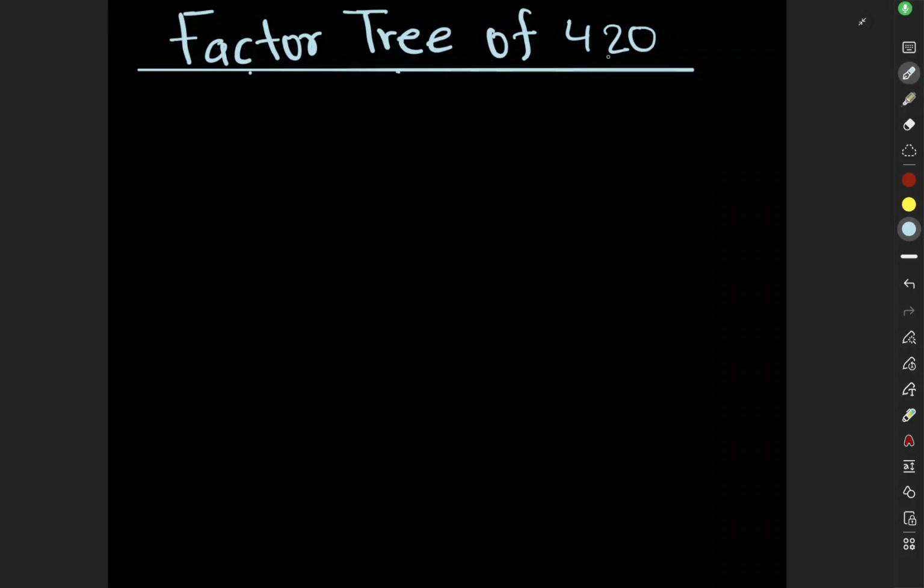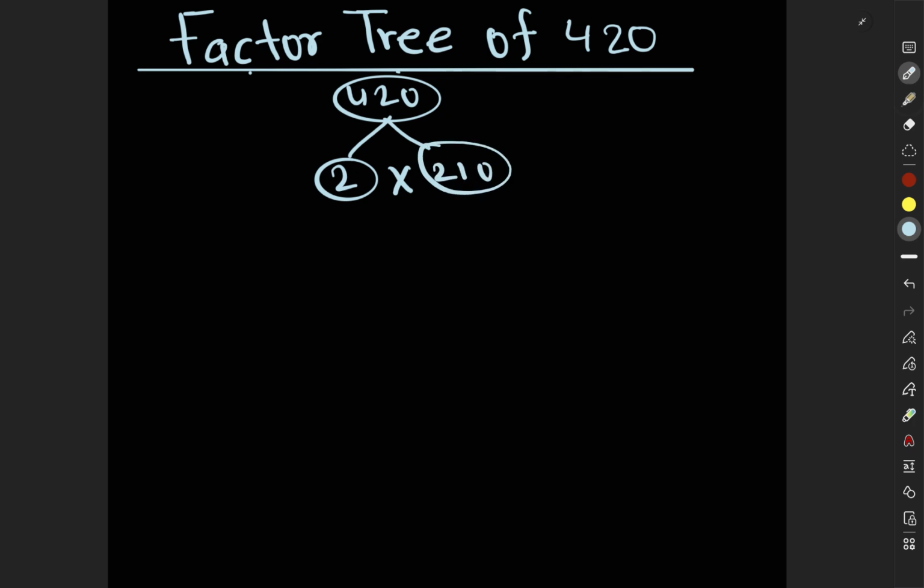Prime factorization of 420. So 420 can be written as 2 times 210. 2 times 210 means 420. 210 can be written as 2 times 105. 2 times 105 means 210.